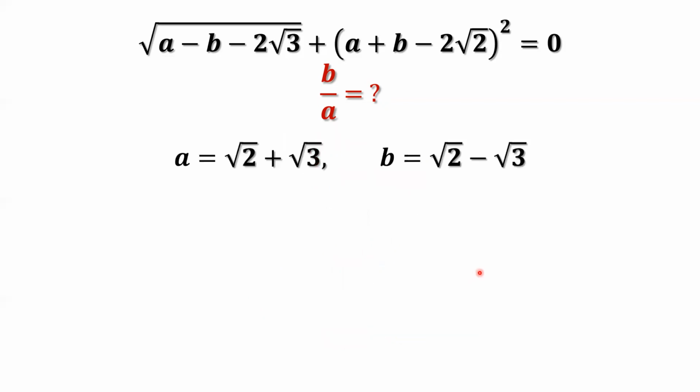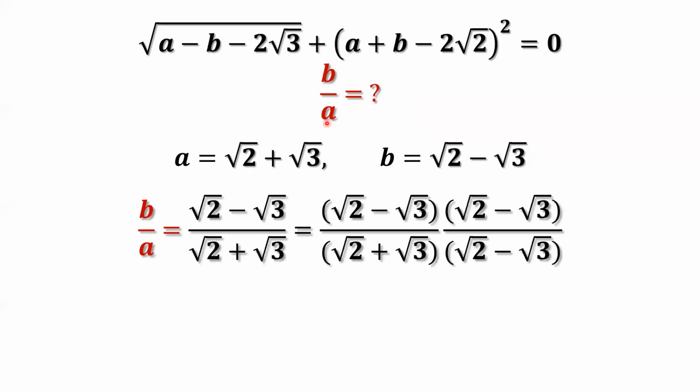Summarize the result here. A equals square root of 2 plus square root of 3. B equals square root of 2 minus square root of 3. What do we want to find? We want to find the ratio, B and A. Just plug in the two numbers.